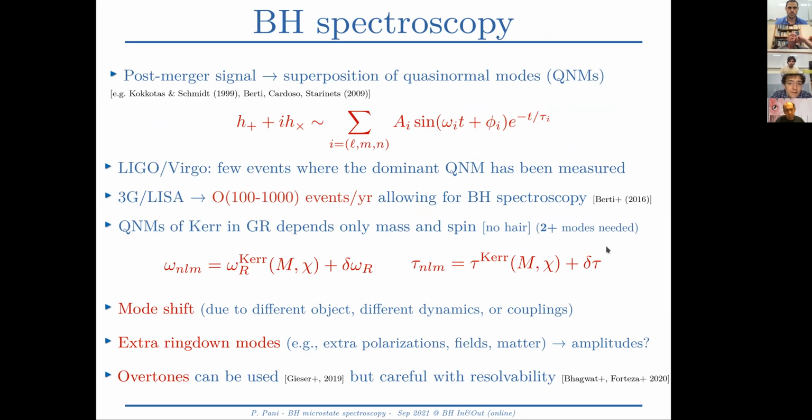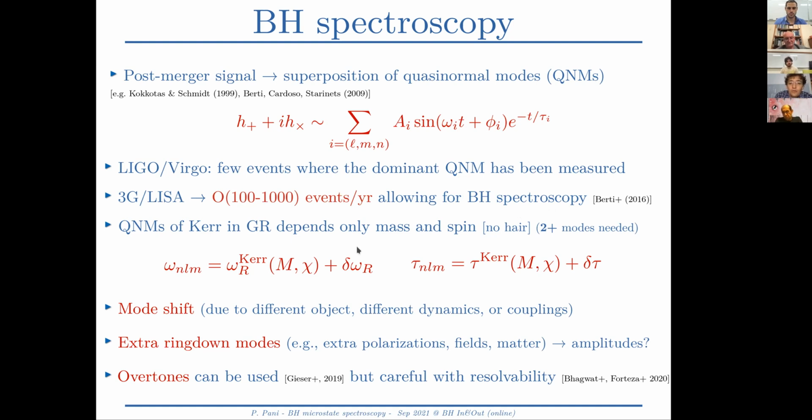Okay, so let me just briefly review black hole spectroscopy. The standard paradigm is that the post-merger signal can be approximated as a superposition of quasi-normal modes of the remnant. These are damped sinusoids, with a frequency and a damping time. And even though LIGO and Virgo have detected a few events for which the dominant quasi-normal mode has been measured, only in the future will we detect a lot of events with 3G detectors and LISA, of order 100,000 per year, allowing for black hole spectroscopy. Meaning we can detect several modes and try to do non-trivial tests on this.